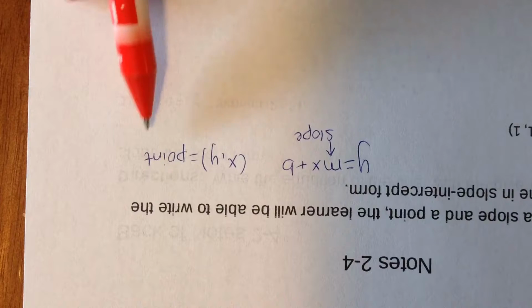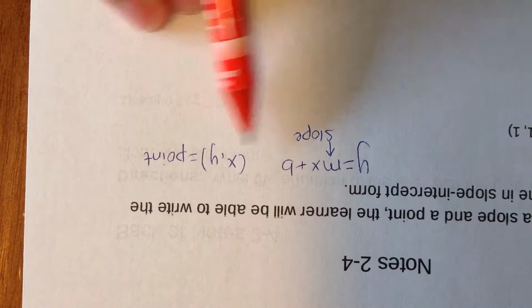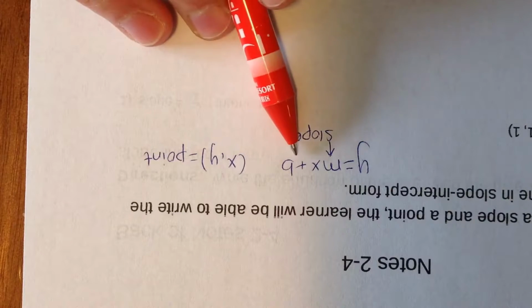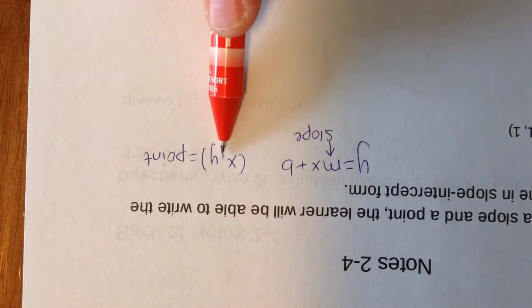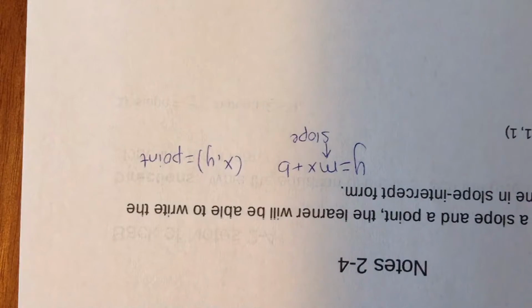Now, there's several lines with the same slope that may go through that point, but we need to find the y-intercept, which is the b. That's our goal. So we're going to substitute our x and our y and our slope and figure out what our y-intercept is. So let's do that.